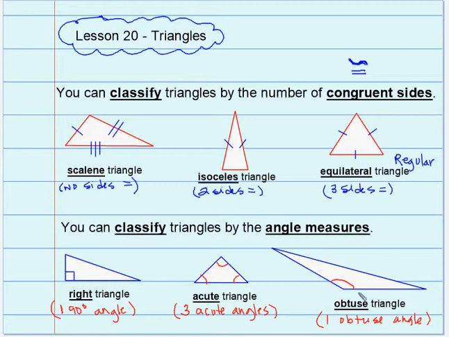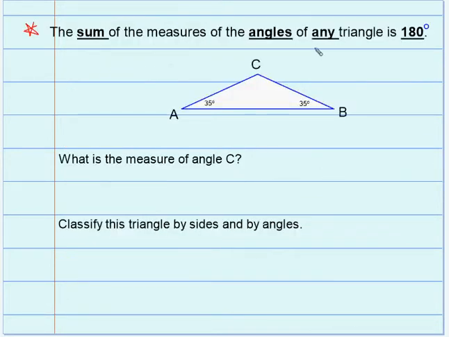An obtuse angle, similar logic. An obtuse angle is greater than 90 degrees, so I don't have more than 90 degrees to give to 2 other angles, right? If this were 100, I can't have another angle that's 100 because then I would have more than 180 degrees. Okay, so 1 90-degree angle, 3 acute angles, 1 obtuse angle for classification. But the sum of the measures of the angles of any triangle is 180 degrees.